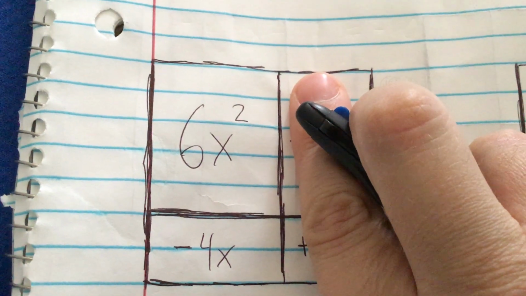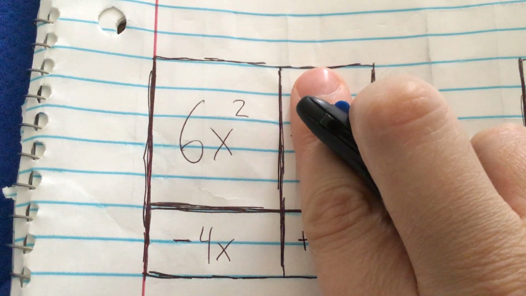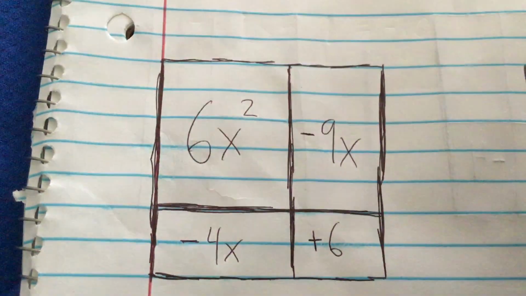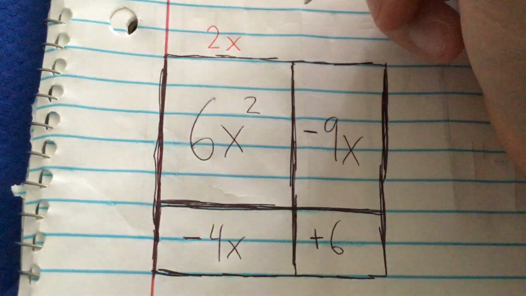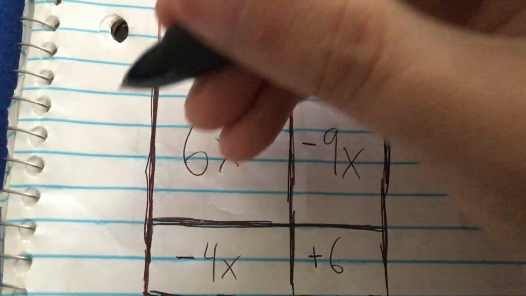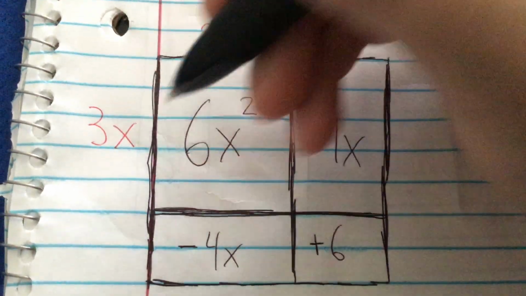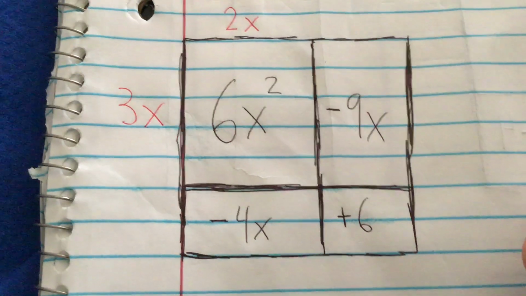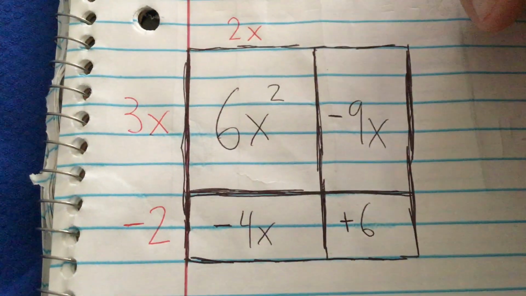Can I take something out from 6x squared and negative 4x? Well, I look at 6 and 4. The highest number I can divide out of both of them is 2. And of course, the highest value I can take out of x squared and x is an x. Okay? So now 2x times what is 6x squared? 3x. 2x times what is negative 4x? Negative 2. 2x times negative 2 is negative 4x. 3x times what is negative 9x?